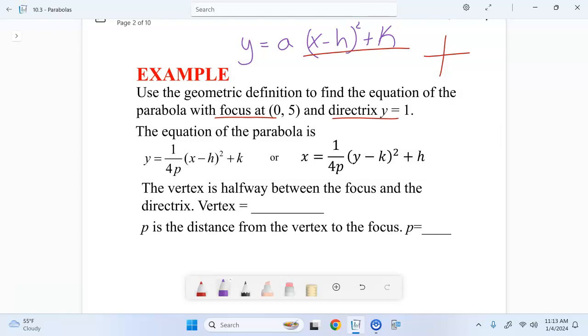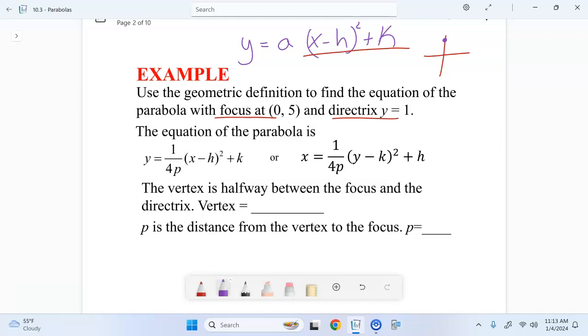So the point 0,5 is located on what axis? Where is the point 0,5 located? The y-axis. Up here, right? Okay, so there's our focus. Our directrix is a horizontal line. We know it's a horizontal line because it's y equals 1. All y equals equations are going to be horizontal lines. So we have y equals 1.